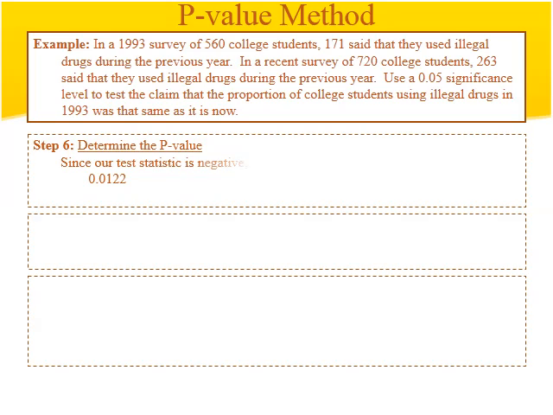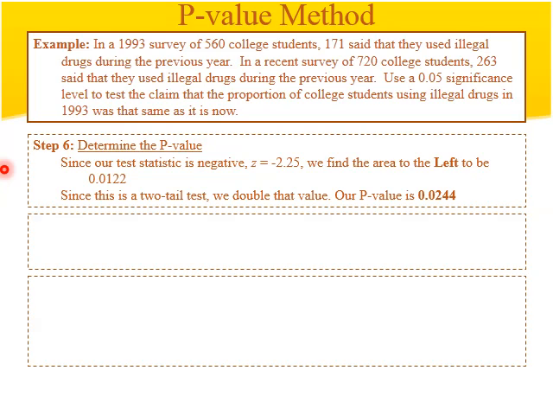So to determine the p-value, since our test statistic is negative, we're going to find the area to the left, and we find that to be 0.0122. Verify this on your own normal distribution table, that the area to the left of negative 2.25 is 0.0122. But since it's a two-tailed test, we want to double that, so our p-value is 0.0244.